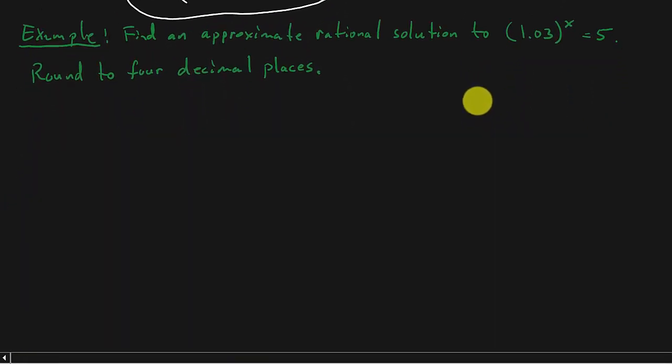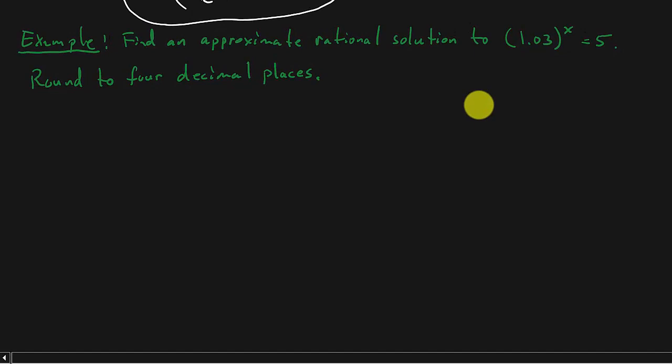All right, so let's see about this. Find an approximate rational solution to 1.03 raised to the x equals 5. Round to 4 decimal places. All right, so how are we going to go about working this problem? What do we do?